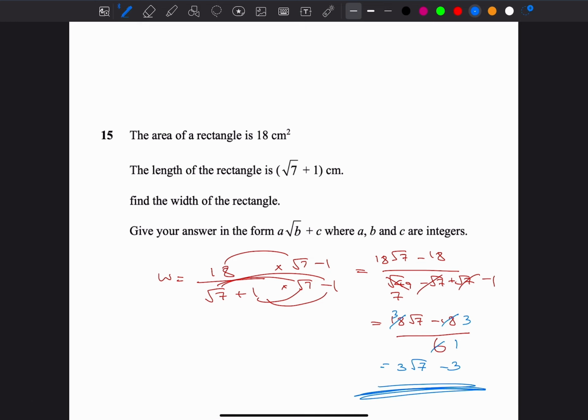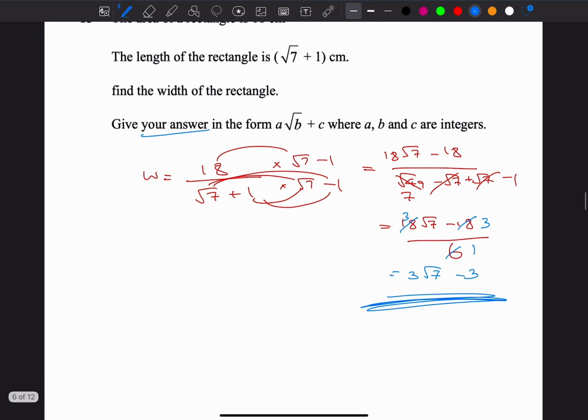Okay. It says give your answer in the form. It doesn't say find it. If you wanted to find it, I would just write underneath it a root b plus c. So a is 3, b is 7, c is minus 3. Easy. If you wanted to find it. Good.